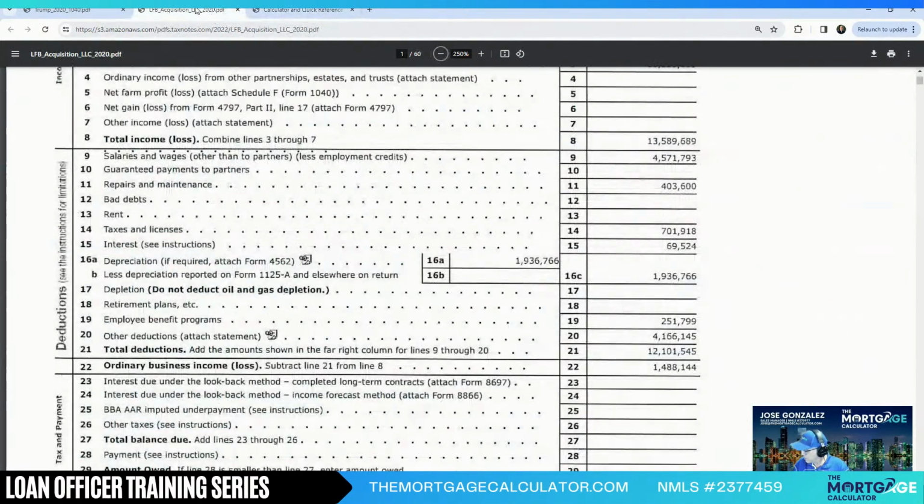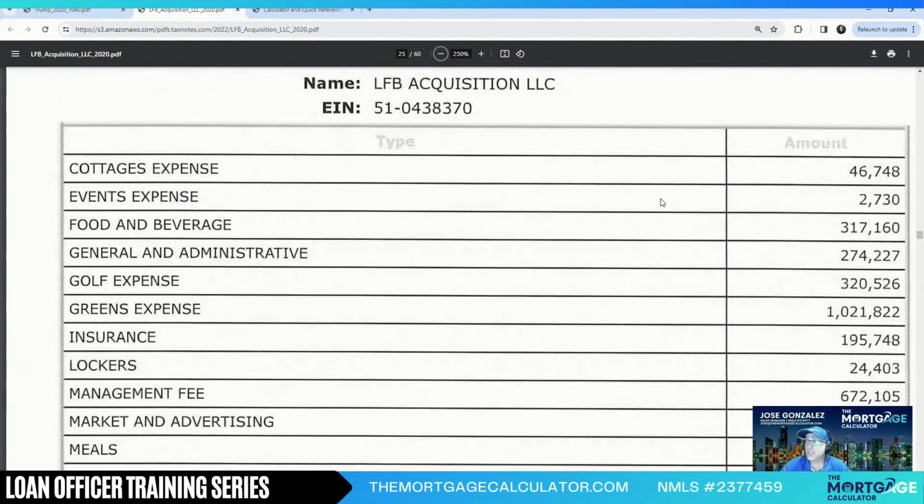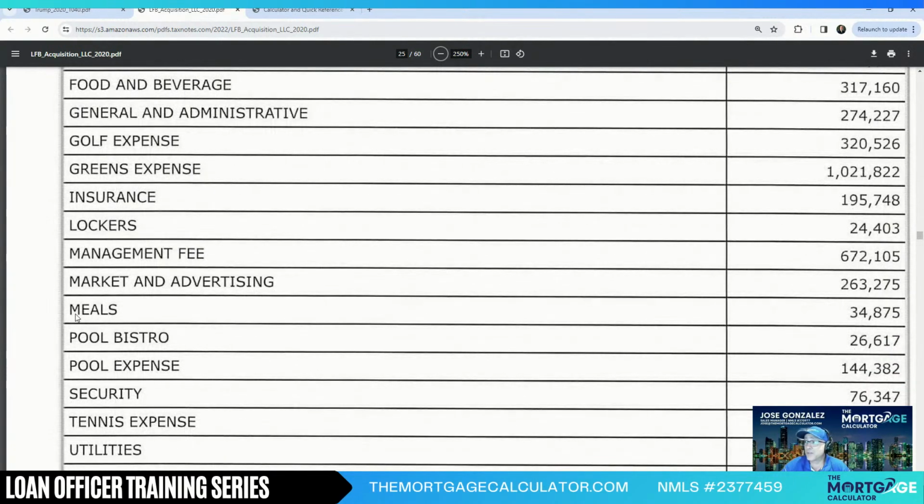I wanted to show you the statements, right? So the statements, you could see, are we able to find any amortization, depletion, or anything like that? But I don't see anything here, just a whole bunch of stuff. But here's those meals, right?